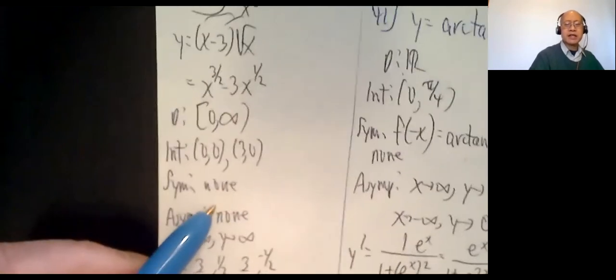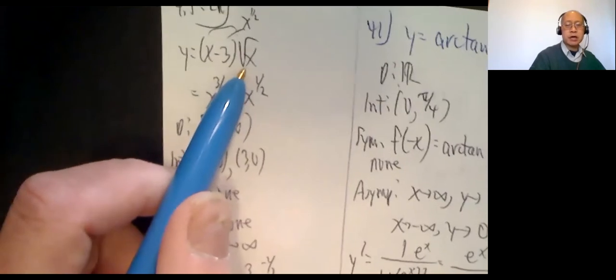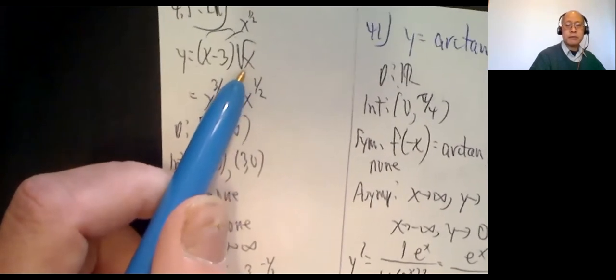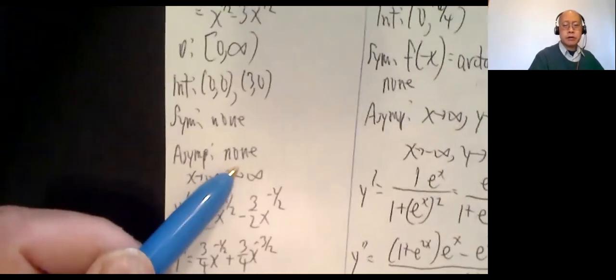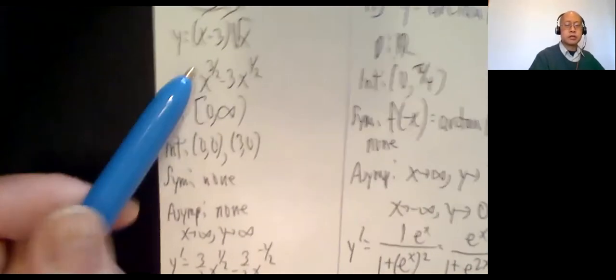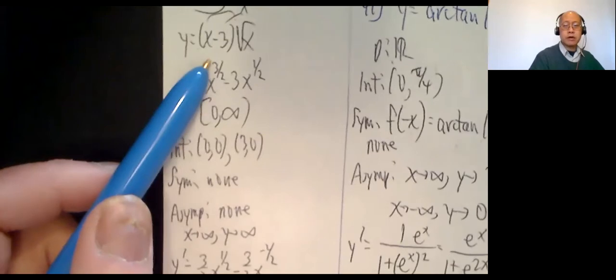Symmetry is automatically none. You might recall from symmetry, you replace x with negative x, but that's not possible, right? If you plug in a positive number, you can't plug in a negative number. So it's automatically no symmetry. Asymptotes, there are none. There's no trig function to worry about. There's no denominator to worry about.